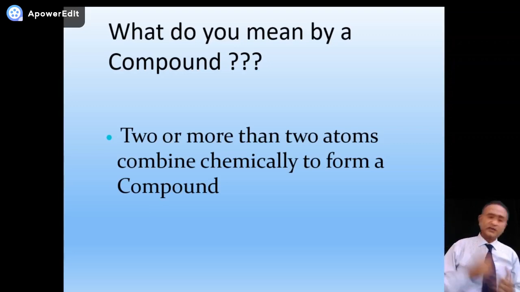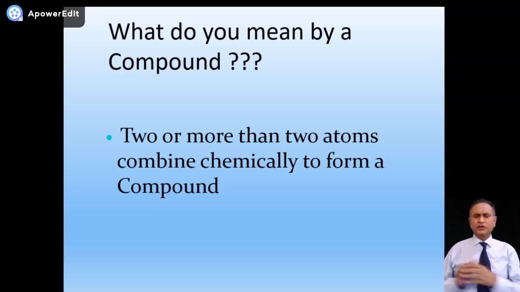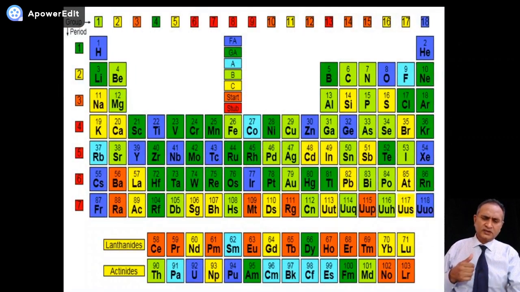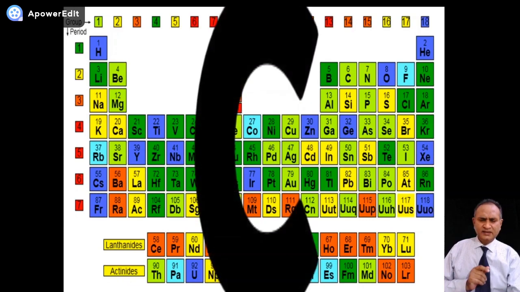So that's why the definition is there. You can see on the screen, 2 or more than 2 atoms combine chemically to form a compound. Now the question is, we have about 118 elements, which you can see in the periodic table. How many estimated compounds are there of all of these elements? Any guess?